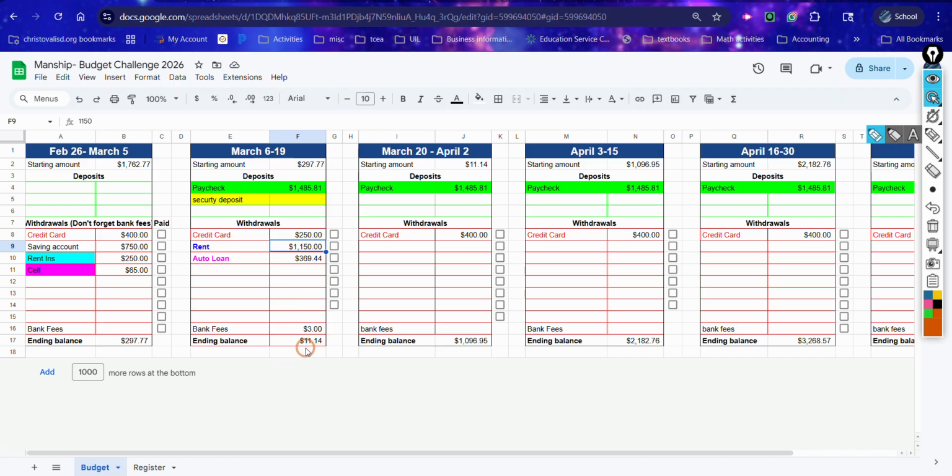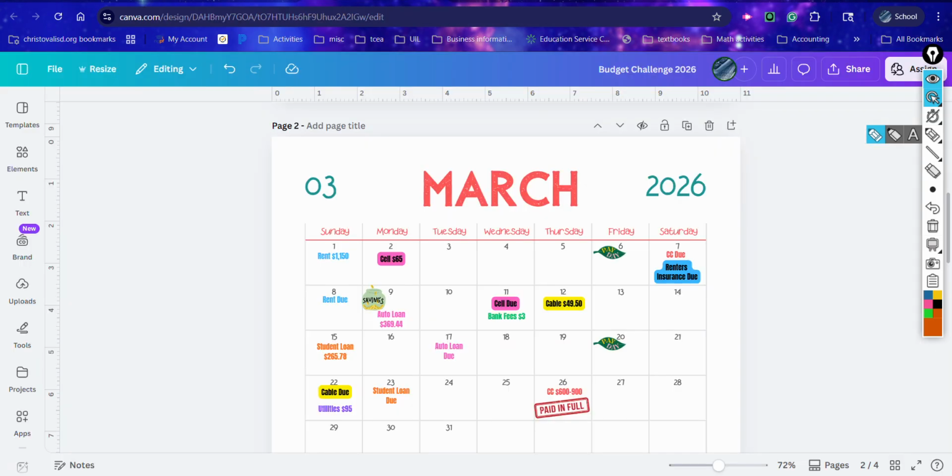Now I have an ending balance. I can't pay anything more in this pay period without having to lower my credit card bill. So I need to go back and look at my budget challenge. Is there anything else due before my next payday? And the answer is no. So I'm going to take care of cable and my student loan after the 20th.